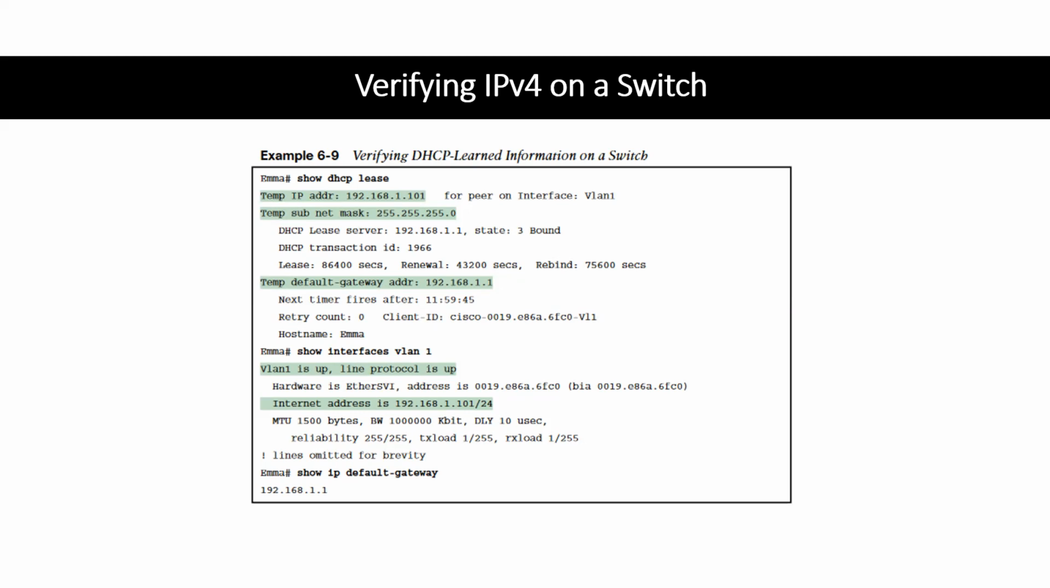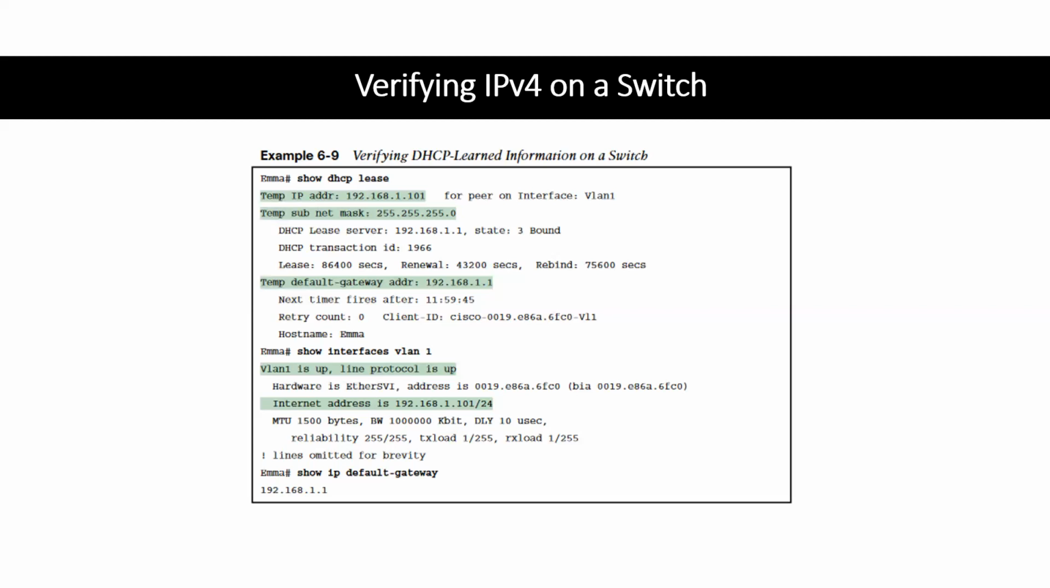Which means if we go to the third highlight under the show interfaces VLAN command, you can see there's an IP address that exists. So if layer 1 and layer 2 are available, that means we can communicate with that interface via layer 3 if we have another host in the subnet of VLAN 1. And of course, last but not least, we can verify our default gateway by doing a show IP default gateway if we configured it in global config mode.